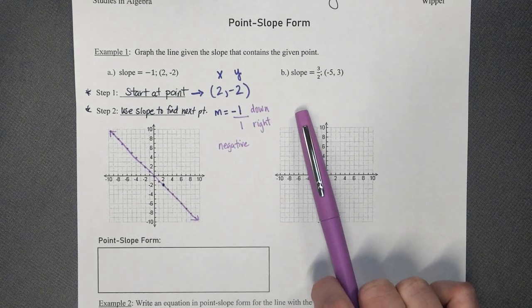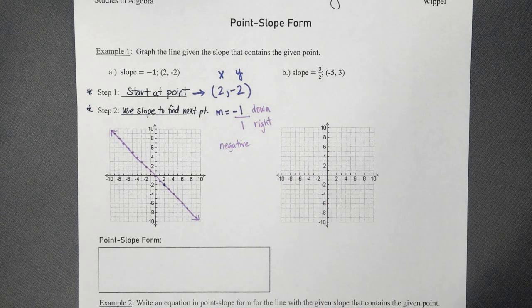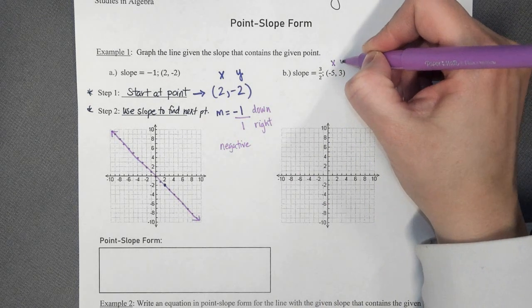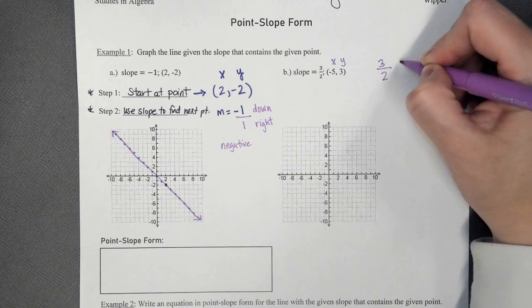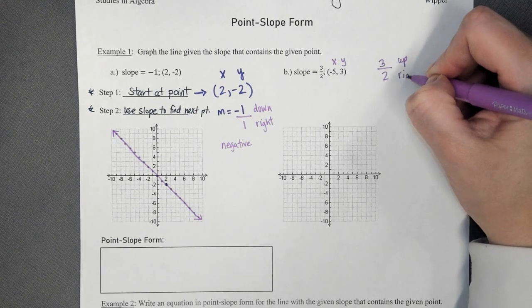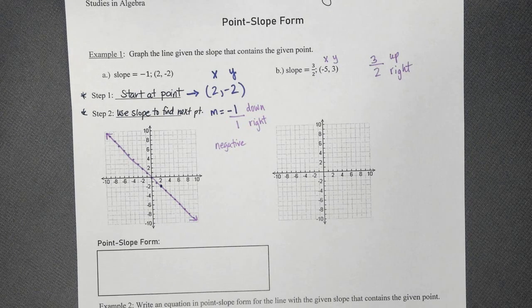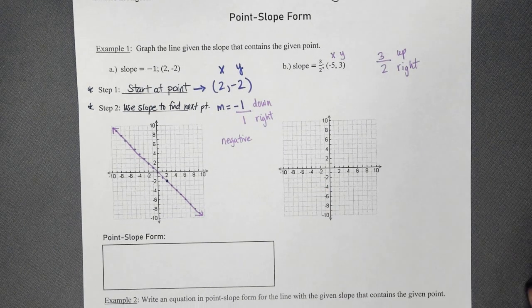Okay, so I want you to do B. So you're going to graph your point, x y, -5, 3. And then if your slope is positive, you're going to go up and right. Okay, so plot that on there.